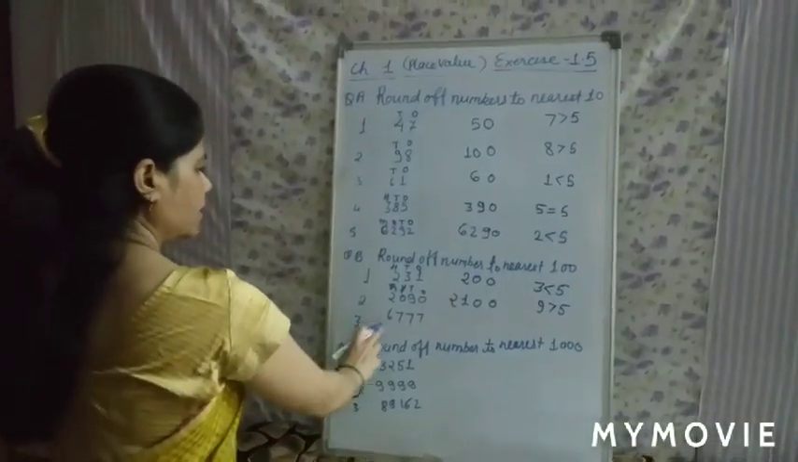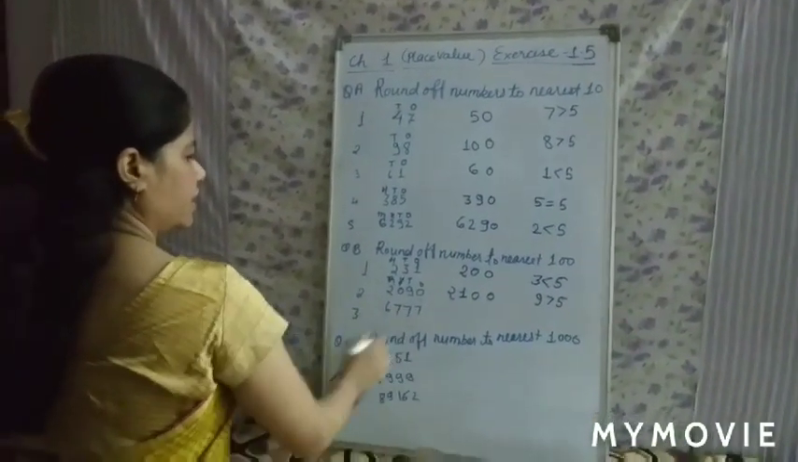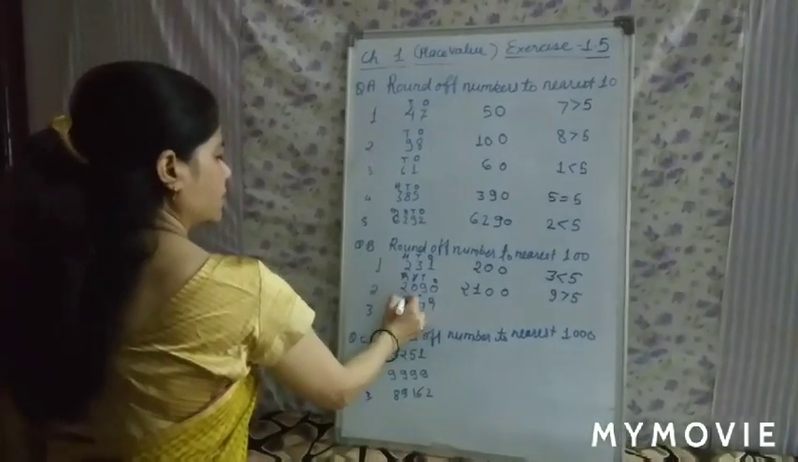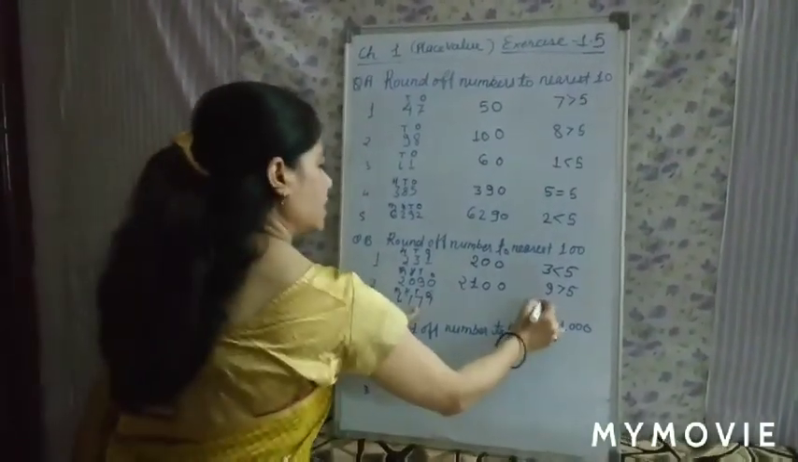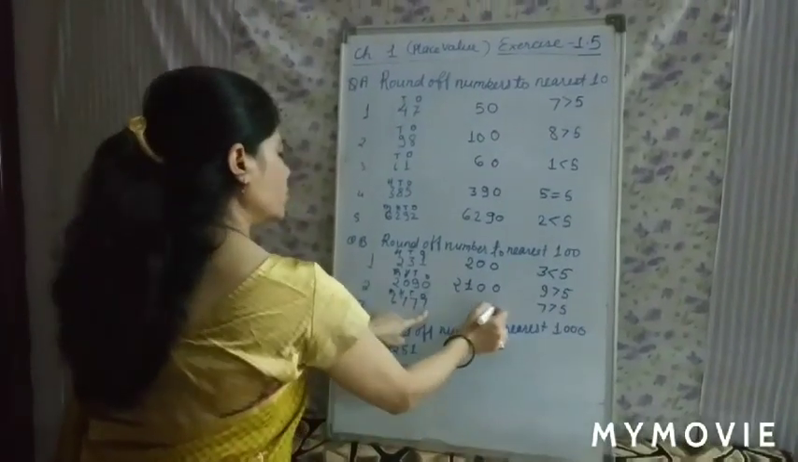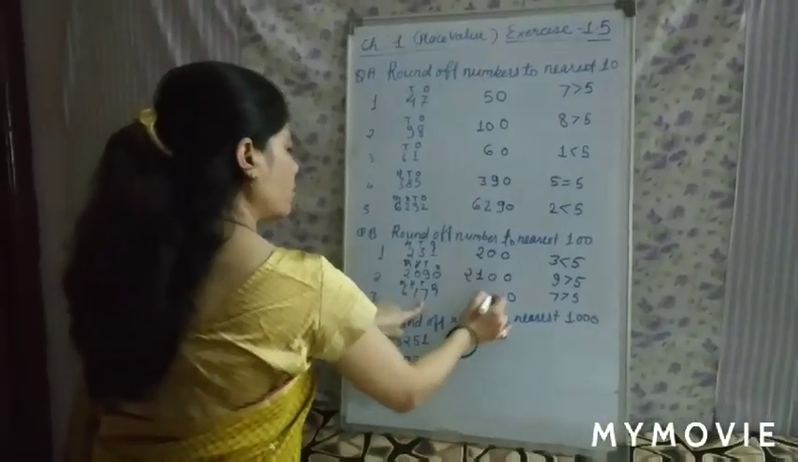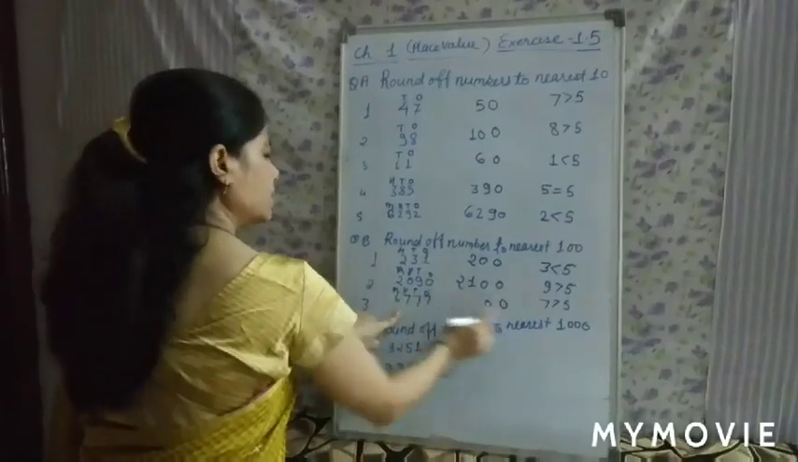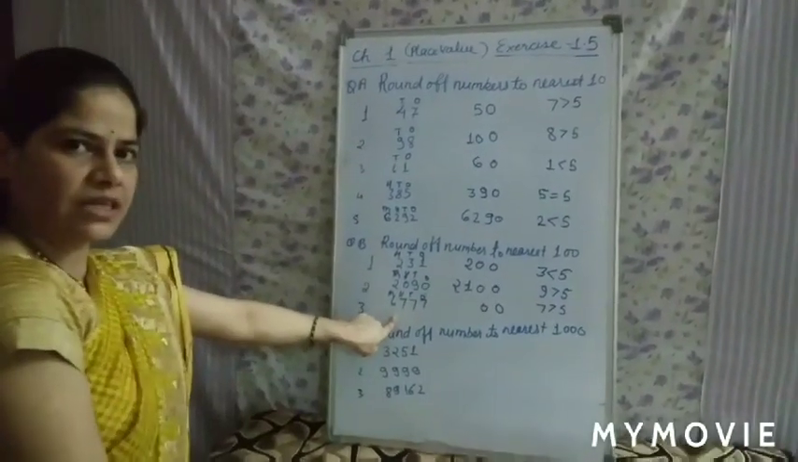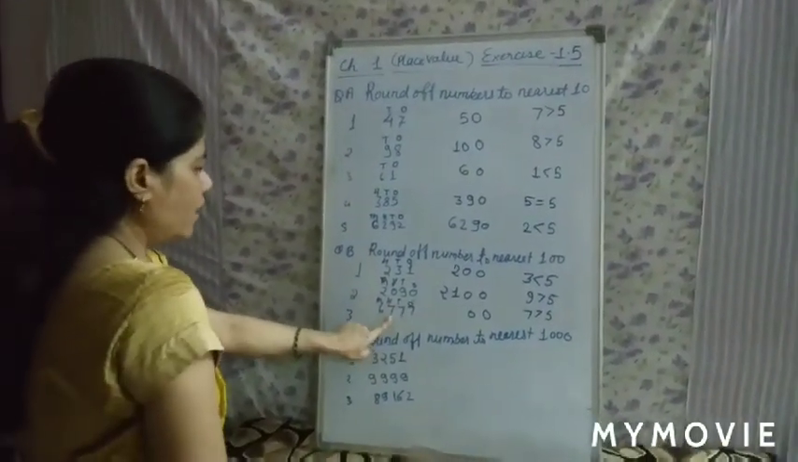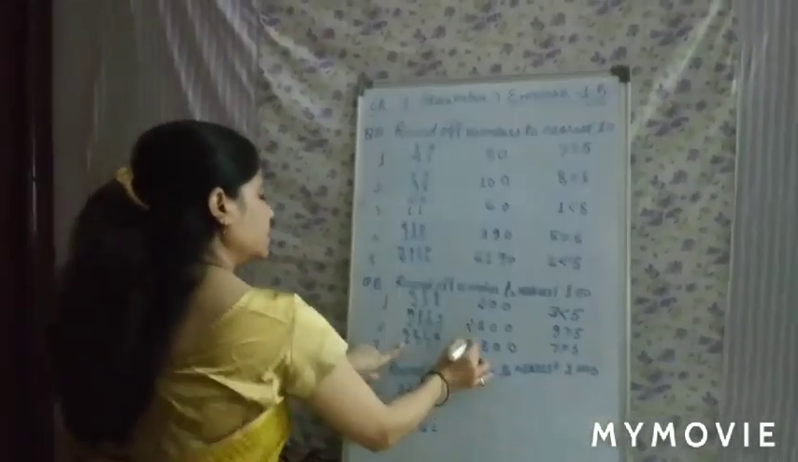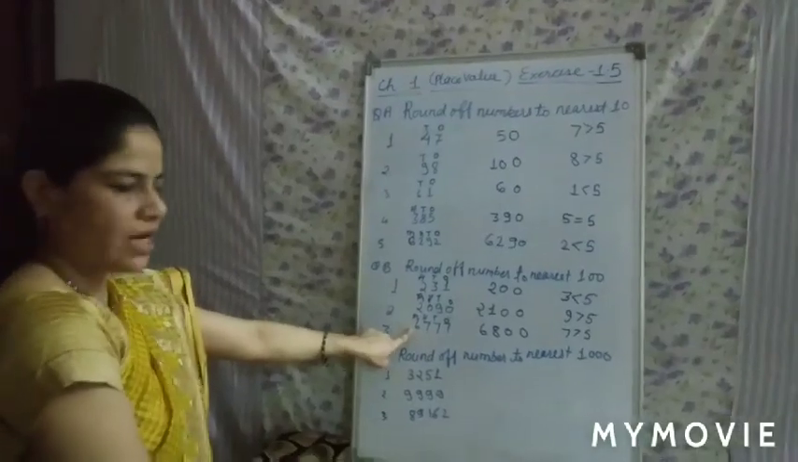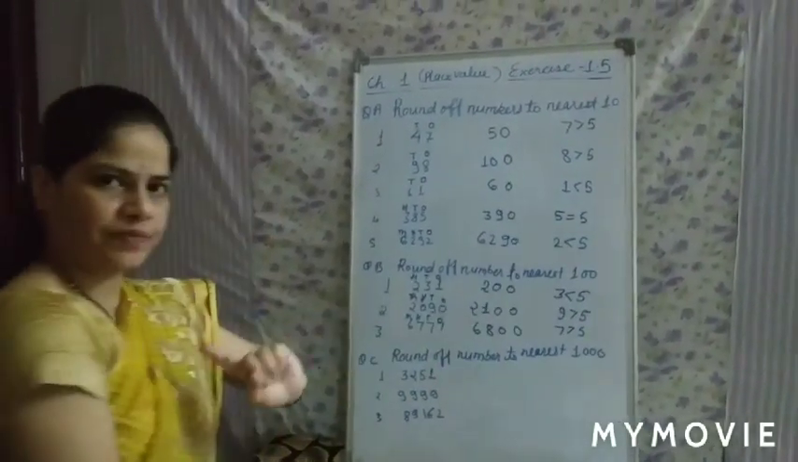Now the next is 6777. Ones, tens, 100, 1000. See the tens place digit. Here is 7. 7 is greater than 5. So put 0 on the ones place, put 0 on the tens place. Since 7 is greater than 5, this is the case of the greater one. So you have to write the next digit of 7, which is 8, and write 6 as it is. So the answer is 6800.